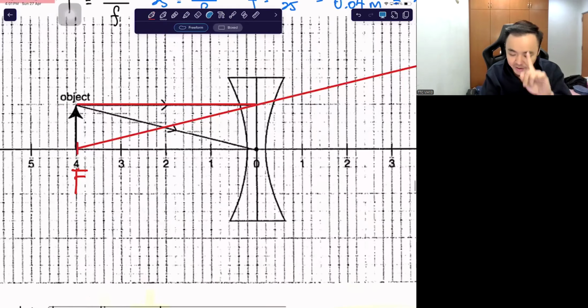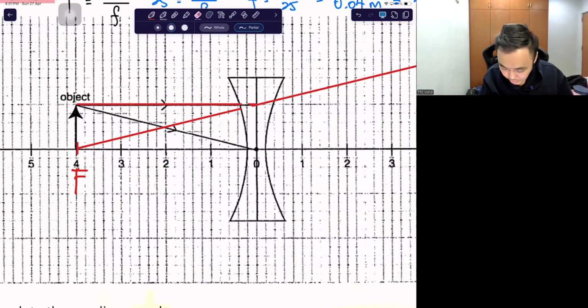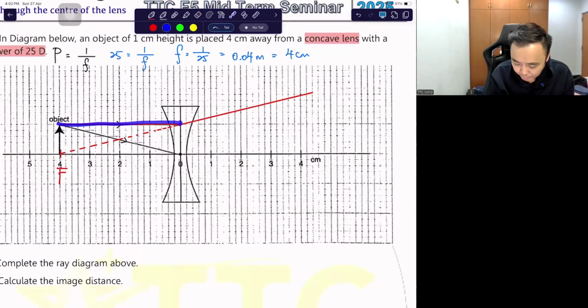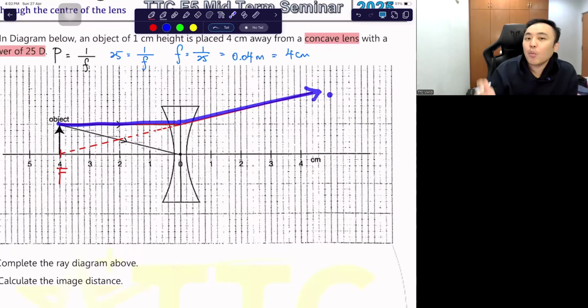Okay, but listen, this one, erase off. How come? It's because your light ray never goes to here, right? This is only a reference point. You get what I mean or not? So actually your light ray goes like this, straight and then away. So how do I know which way do I go?